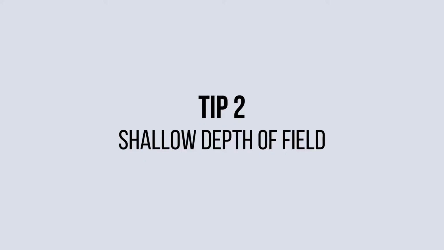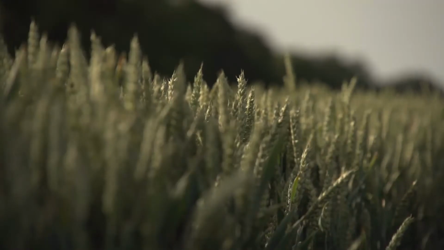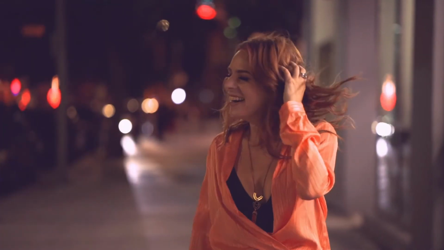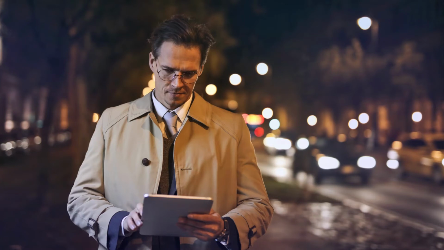Now, tip 2 is using shallow depth of field. The cinematic look has been characterized by shots with shallow depth of field. Now, what I mean by this is a shot where you have your foreground, which is in focus, and you have a background that is really blurred out. People call it many things. You might have heard it as the bokeh effect, the depth effect, etc.